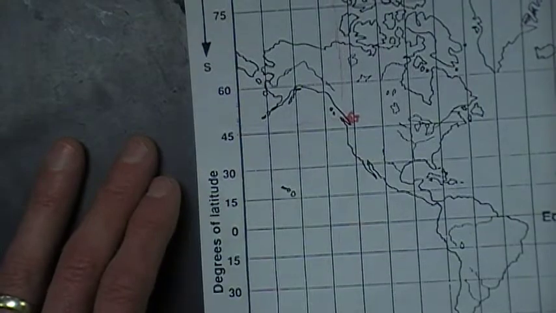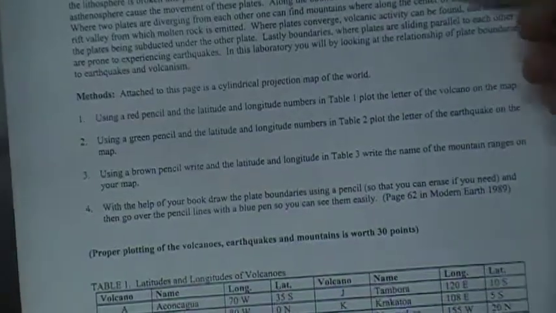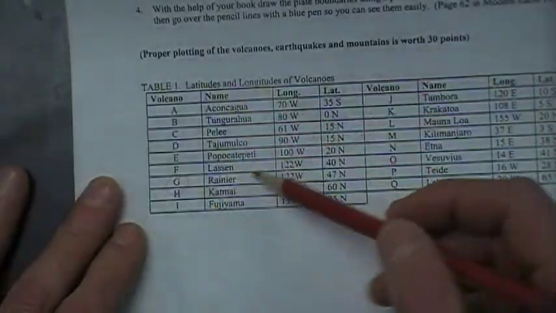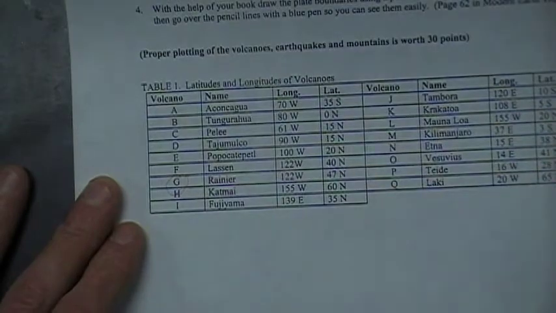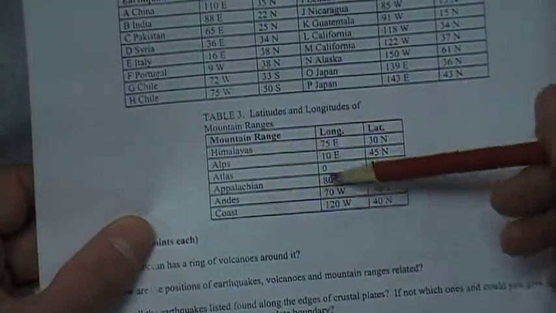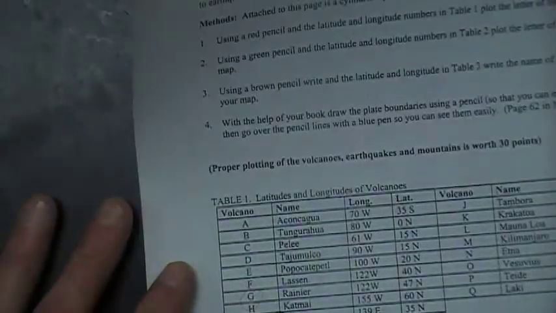Now, what you're going to do with this map: on your handout, after the instructions, which you should read, you've got a list of volcanoes with their longitude and latitude coordinates, A through Q. You've got a list of earthquakes, and then a list of mountain ranges. What you're going to do is plot these all on the map. So let me just show you how that's done.